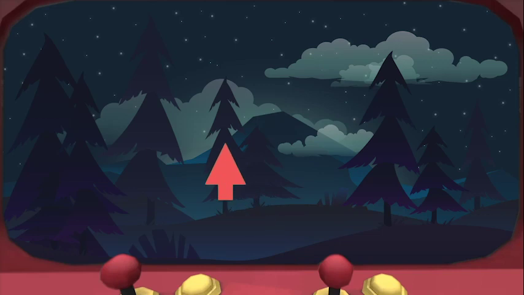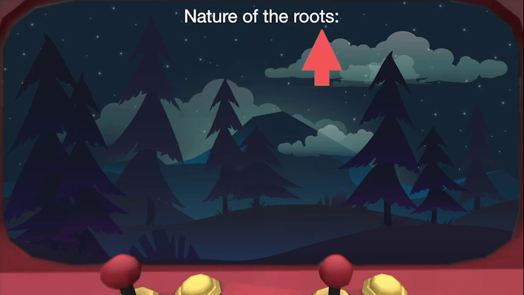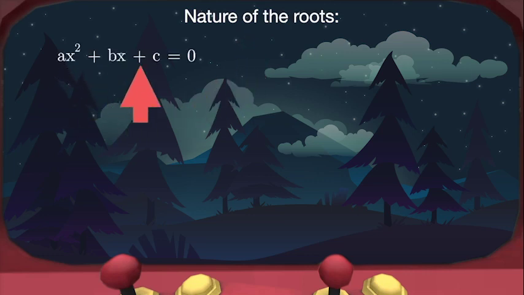Today's lesson, we are going to learn about the nature of the roots. Now, this is just an introductory lesson, so we are going to learn what this means, where it comes from, and what is important to memorize. Now, here we have a quadratic equation, as you can see.